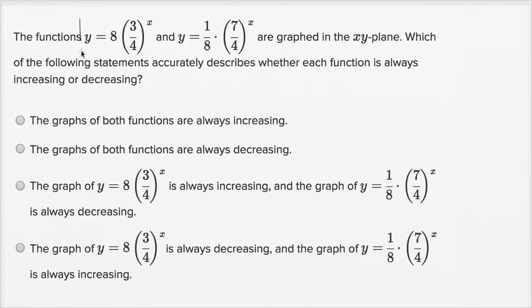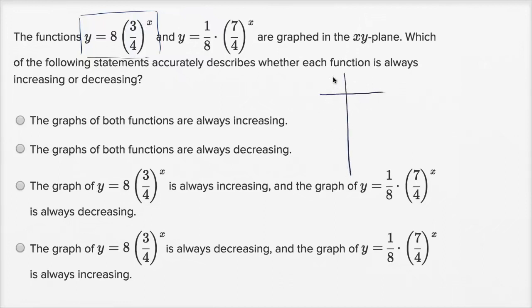So this first function right over here, let's see, as x increases, what happens? Well, as x increases, we're going to multiply by 3/4. We're going to raise 3/4 to higher and higher powers. And every time you multiply by 3/4, you're actually going to decrease its value. Let's just draw a little table here.